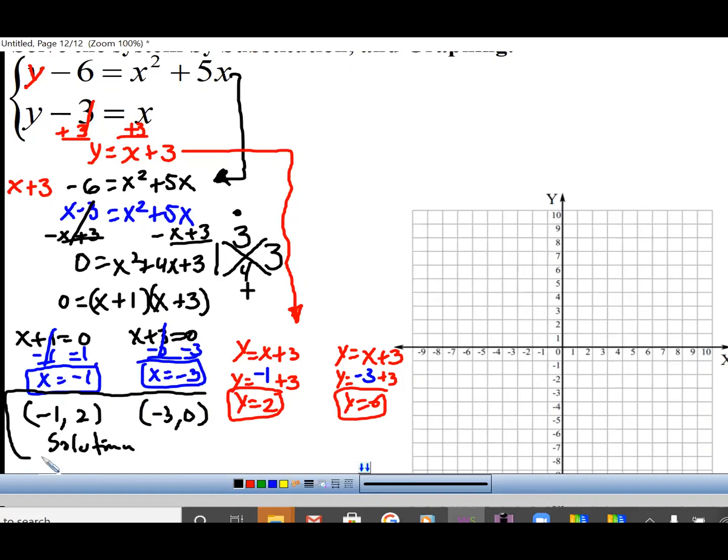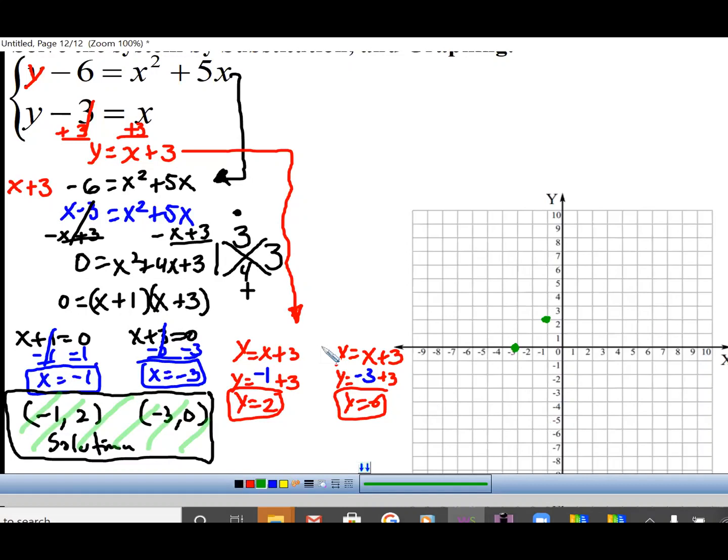These are my solutions. All right. So far, so good? Have you got that? All right, good. So let's plot those. So we have -1, 2, and -3, 0. So according to the solution, according to the graph, that's where they're going to intersect.